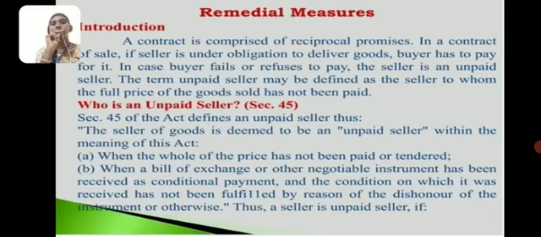Section 45 of the Act defines an unpaid seller thus: the seller of goods is deemed to be an unpaid seller within the meaning of this Act when the whole of the price has not been paid or tendered, or when a bill of exchange or other negotiable instrument has been received as conditional payment and the condition on which it was received has not been fulfilled by reason of a dishonor of the instrument or otherwise. Thus, a seller is an unpaid seller if.